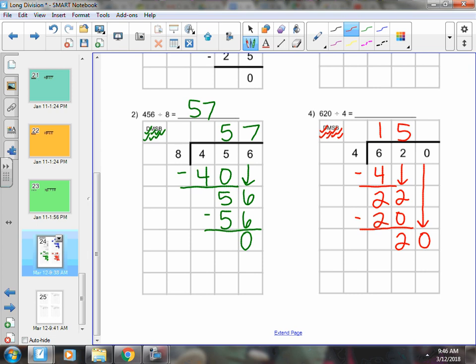We need to do the process, the divide, multiply, subtract, bring down, one more time. And I can tell because there's this empty space right here, so I need to go through the process one more time. So I'm going to think, how many groups of 4 fit into 20? 5 groups of 4. I think this one's going to work out perfectly. 5 times 4 is 20. Subtract. There's nothing to bring down. That's when you know you're done. So the answer is 155.